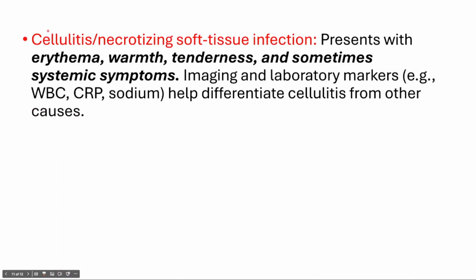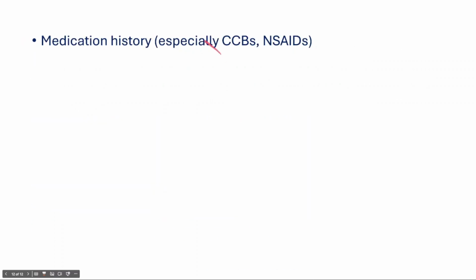Another common one would be cellulitis or necrotizing soft tissue infection. It presents with erythema, warmth, tenderness, and sometimes systemic symptoms. We sometimes use imaging and laboratory markers like WBC, CRP, sodium, to help differentiate cellulitis from other causes.